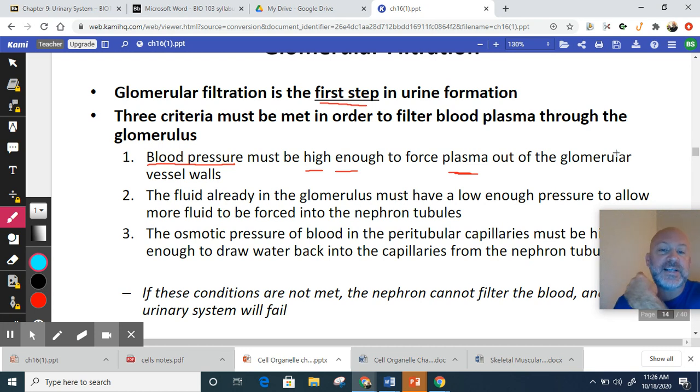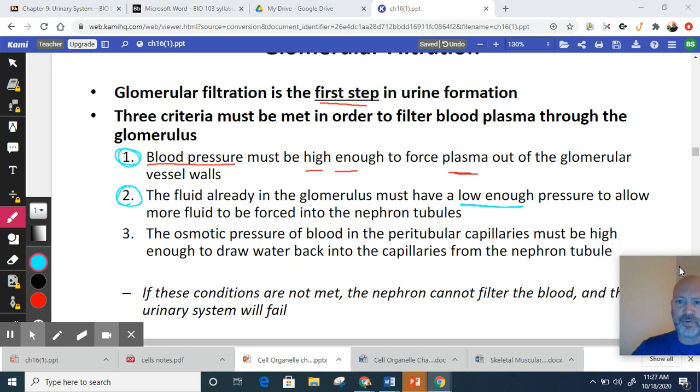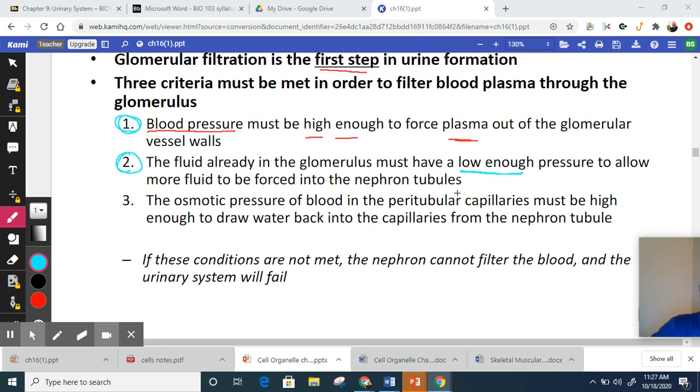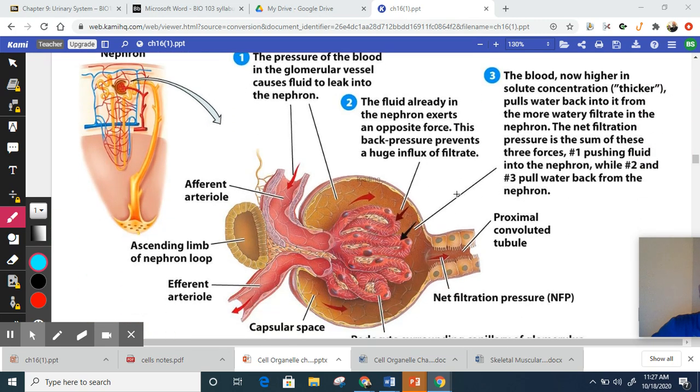So the pressure inside the glomerular capsule must be low enough to allow more fluids to be forced in. So this pressure up here has to be greater than the pressure that's already in the tubules that surround it. Then we have to overcome the osmotic pressure of the blood, specifically in the peritubular capillaries. The osmotic pressure of the blood in the peritubular capillaries has to be high enough to draw the water back into the capillaries from the nephron tubule.